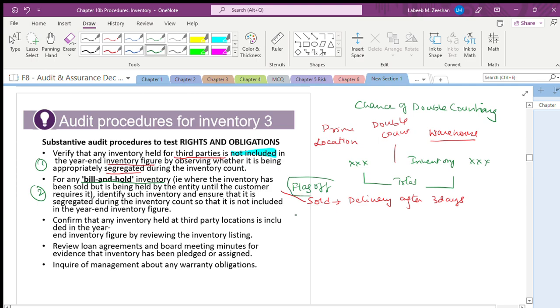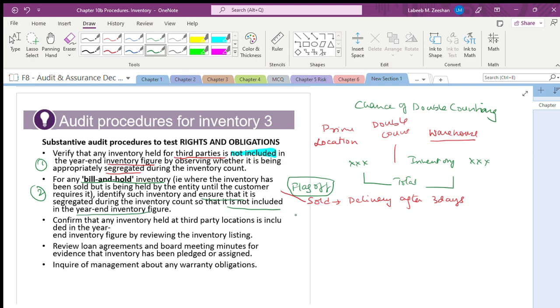Is it right? That's what it says. Where the inventory has been sold but is being held until the customer requires it, identify such inventory and ensure that it is segregated during the inventory count and not included in the year-end figures.